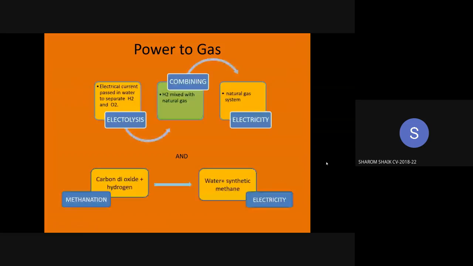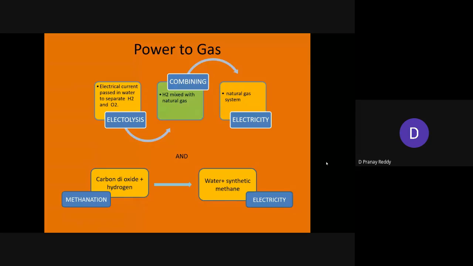Next, over to Pranay, who will describe the process of how carbon dioxide is exactly converted to form a green fuel or electricity. Hi guys, yeah, thank you, Sharon. There are two types of power to gas.